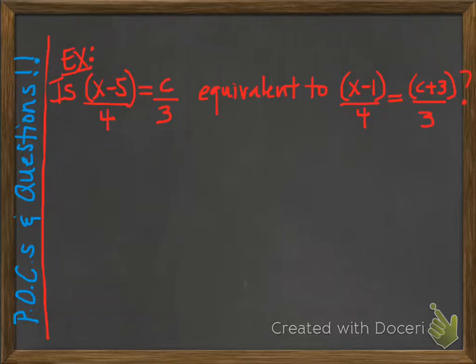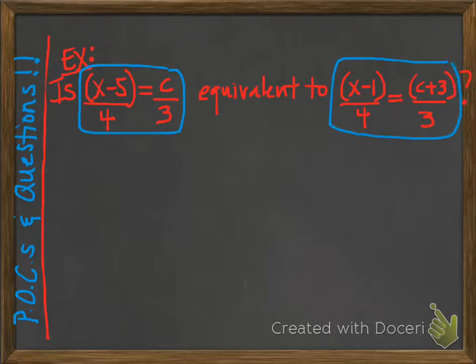All right, last example. This question is asking, is this proportion equivalent to this proportion? Basically, do they mean the same thing? Do the x and c in each proportion have the same relationship? Now, at first glance, they look slightly different, but they do have some things that look the same. If we can somehow get these equations or these proportions to look exactly the same, then we will know that they are equivalent and mean the same thing.